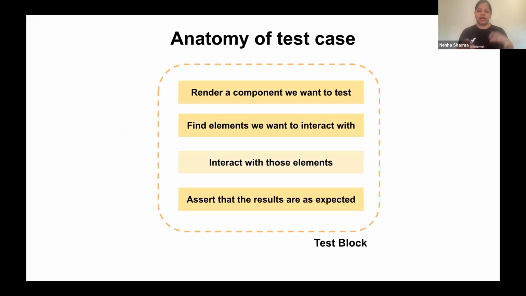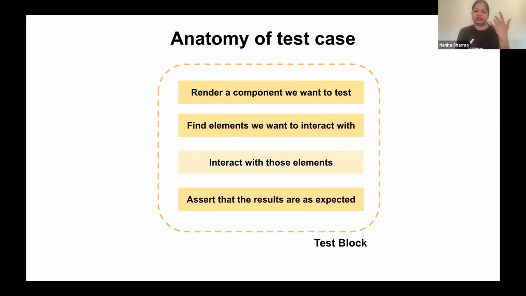Okay, so now I spoke a lot about test cases, TDD and everything, but generally, how does a test case look? This is how every test case you are going to see looks. First, you need to render the component we want to test. This is the first thing you need to do. Then, second step, you need to find the element, whether you are interacting with it or testing it, whatever you want to do.